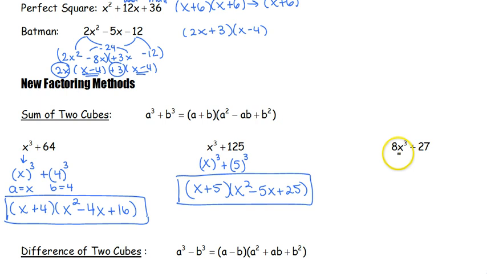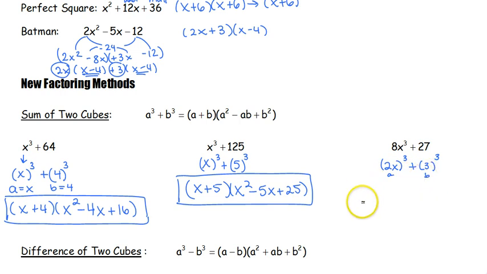We've got 8x cubed plus 27. Remember, we're trying to find out what is a. So we're trying to find out what quantity cubed is going to give me 8x cubed. We know that that's x, so what number cubed gives me 8? That is 2x. So you've got to break down both of those, the 8 and the x. What cubed is going to give you 8x cubed? What number cubed gives us 27? Well, that is 3. So here our a value is 2x, our b value is 3.